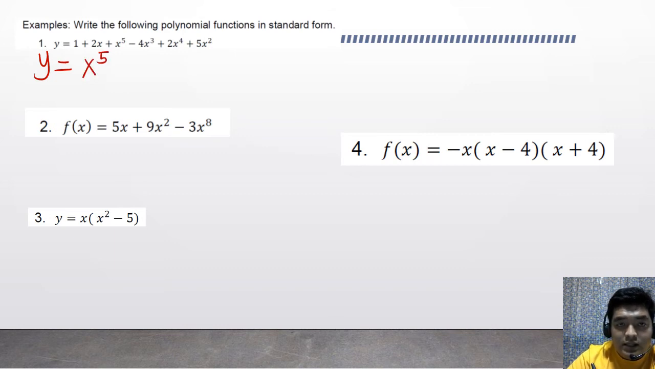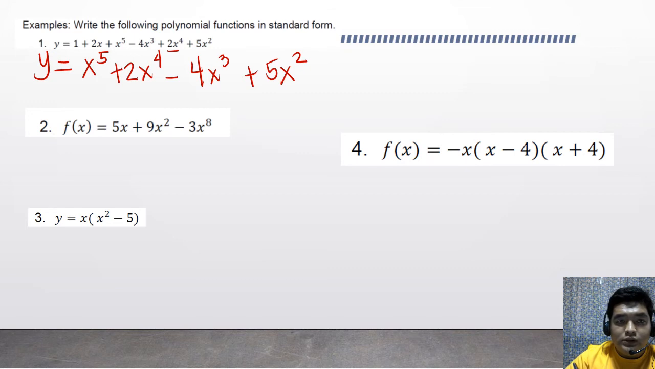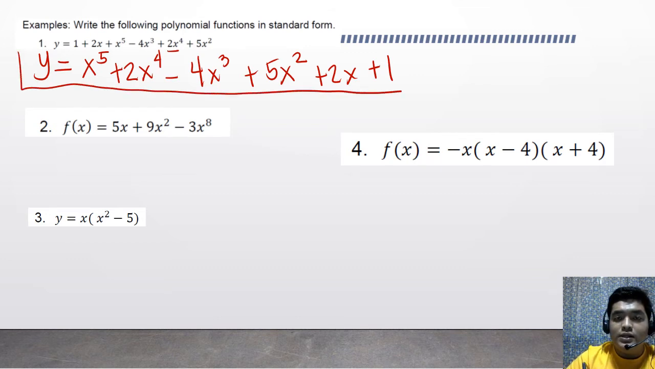Next is 2x to the power of 4. So plus 2x to the power of 4, minus 4x cubed, plus 5x squared, plus 2x, and plus 1. Okay, so this is already in standard form. As you can see, the exponent is decreasing.